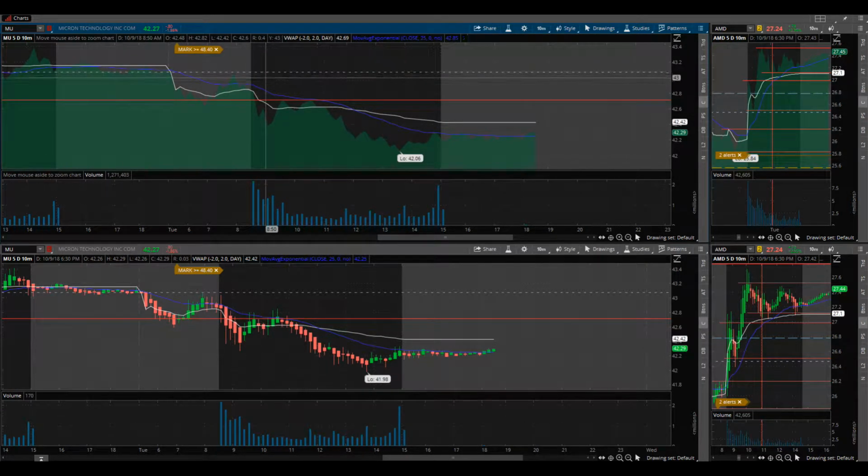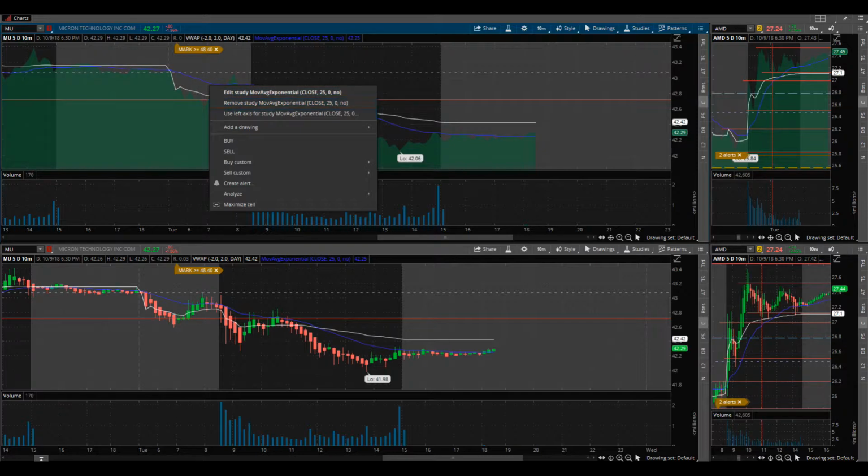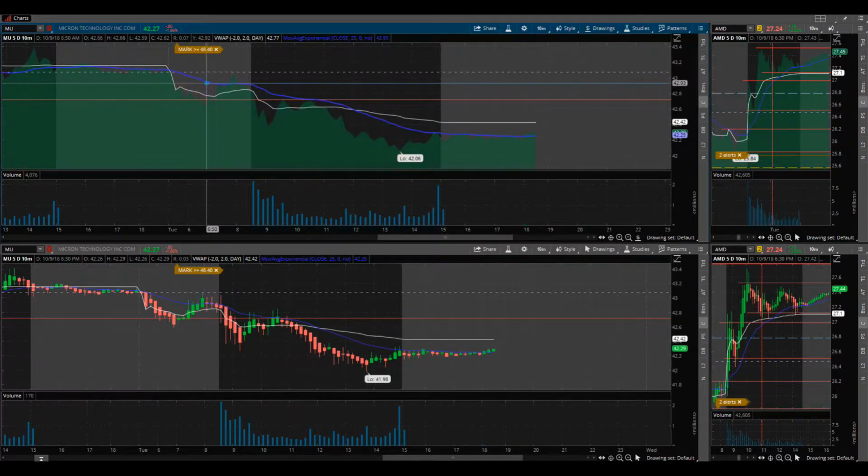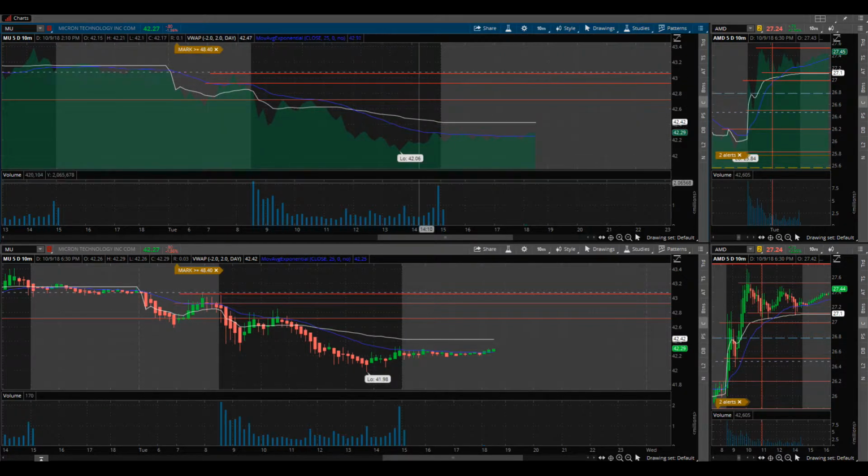So if you look at MU, you've got a big peak pre-market here. You see these double peaks right here. You got this big peak up here, this bull peak up here. So that's what it looks like.